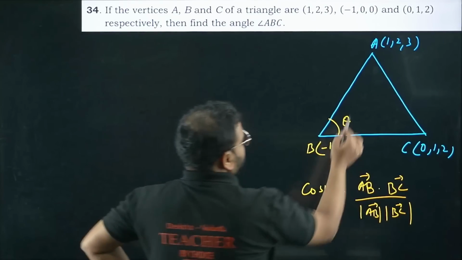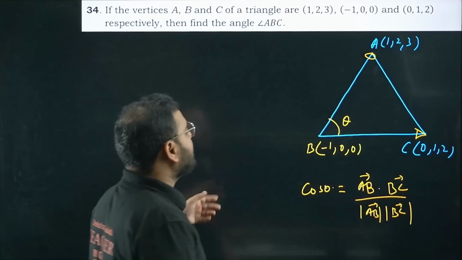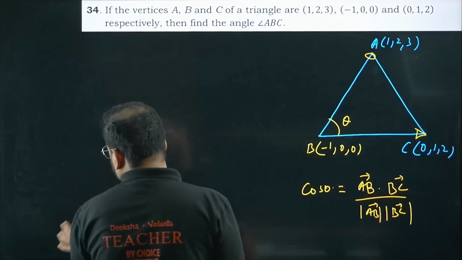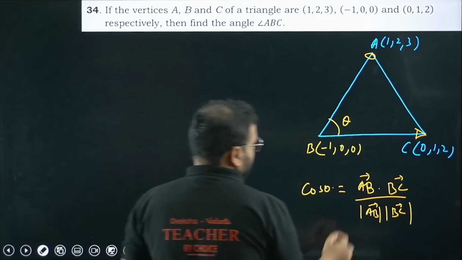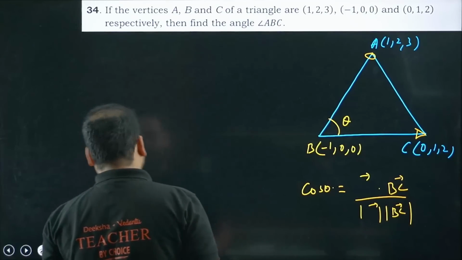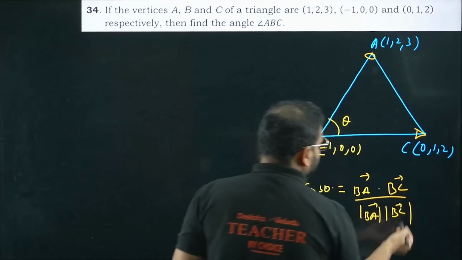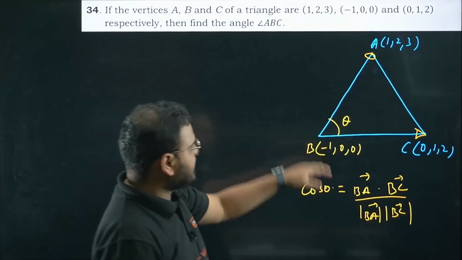Chaliye, write like this. This is the vector BA we will write, not AB, we'll write BA actually. Vector BA, we have to write that. BA over here, have a look. BA and BC, excuse me. Okay, that is very, very important.